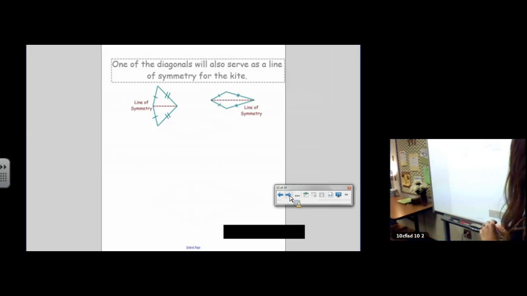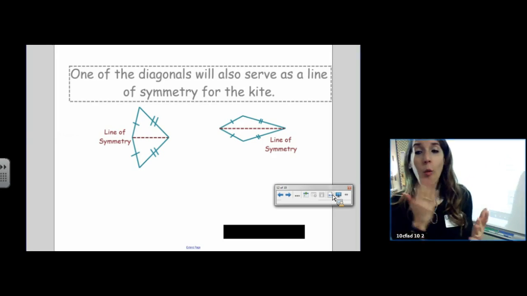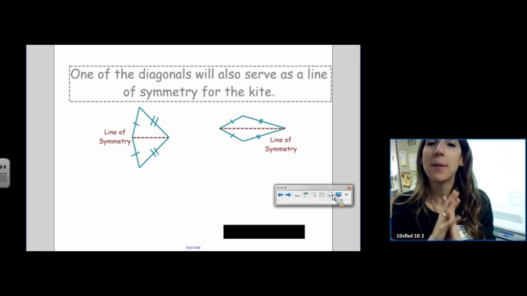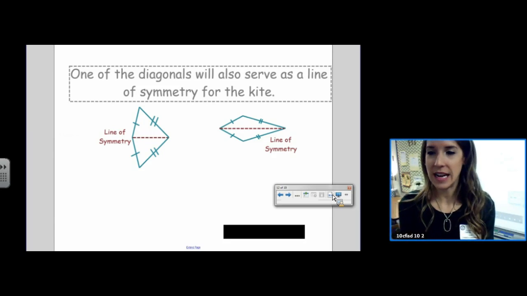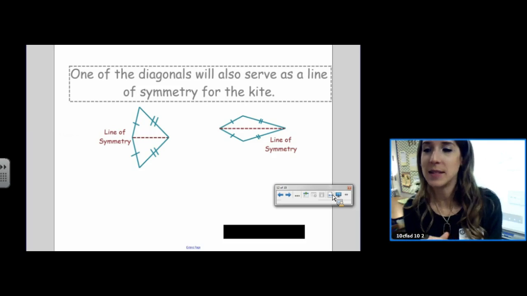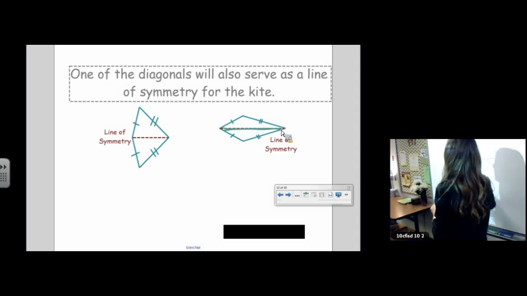All right, this is not a property, so don't write this down as a property, but one of the diagonals, there are 2 diagonals, one of them is always going to serve as the diagonal of symmetry. You'll be able to tell just by looking at the picture which one it is. I would say 90% of the time, 9 times out of 10, it's going to be the longer one, but I don't want to say that it couldn't be the shorter one.